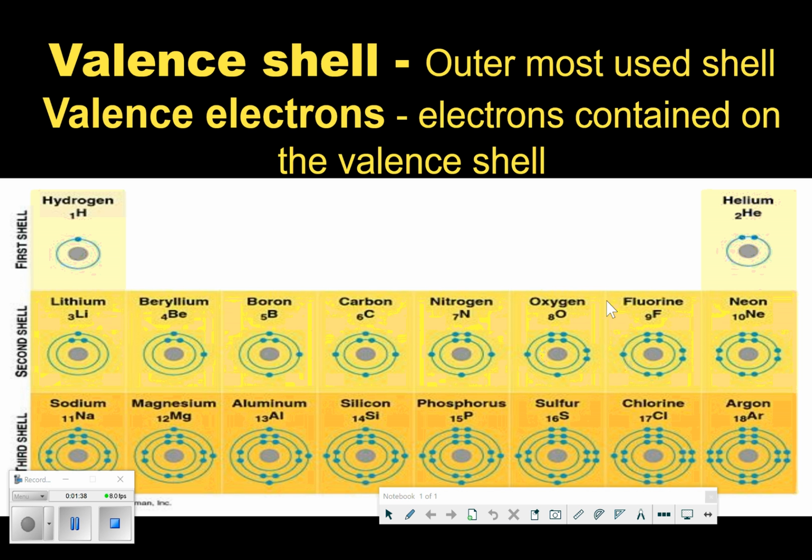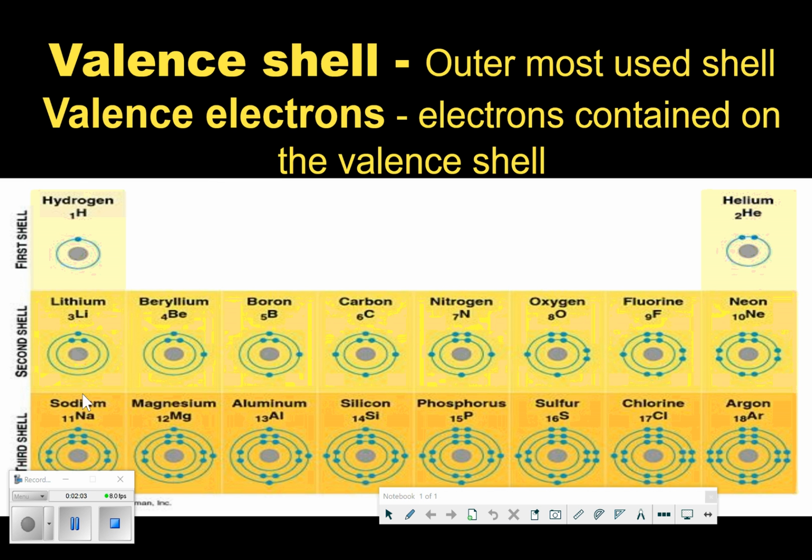So the easiest way to remember valence shells and valence electrons is the shells run the periods. So the first shell is the first period. The second shell is the second period. The third shell is the third period. The valence electrons can be counted counting your columns left to right.